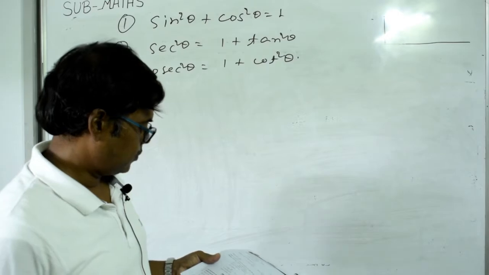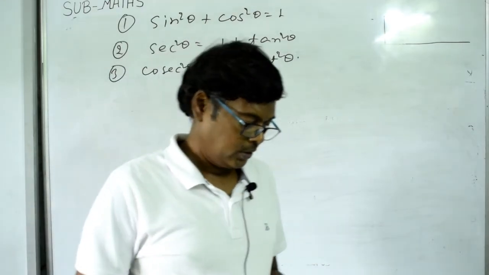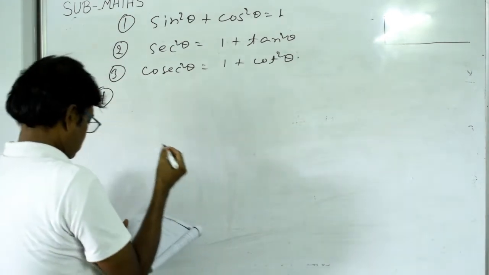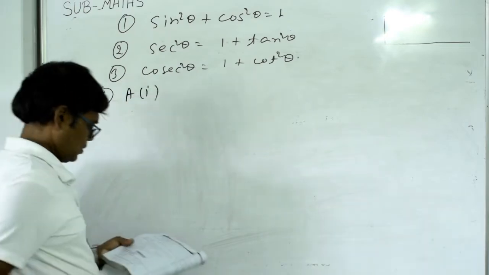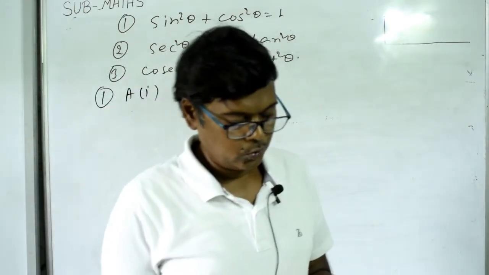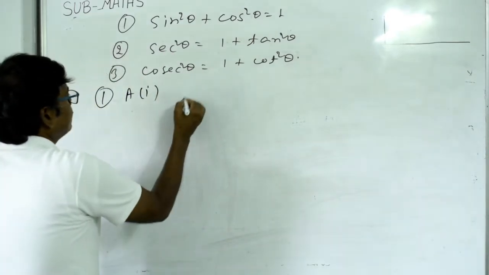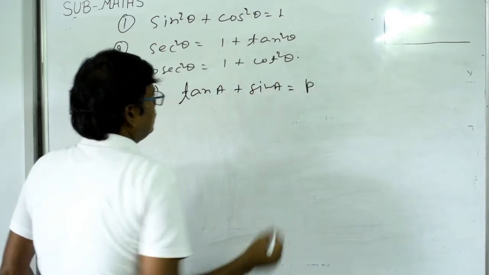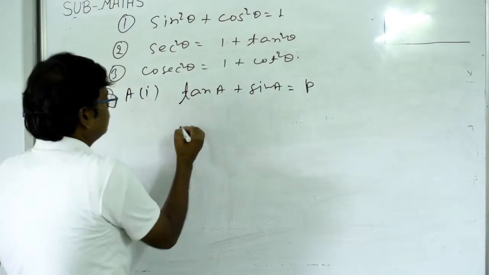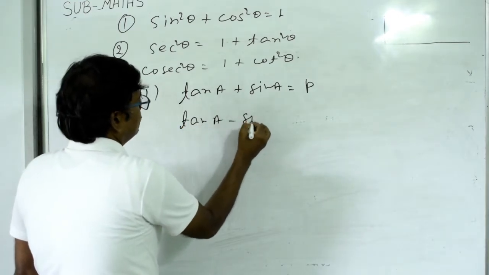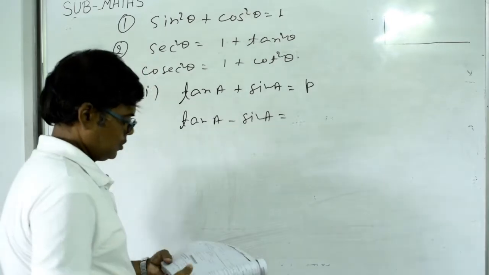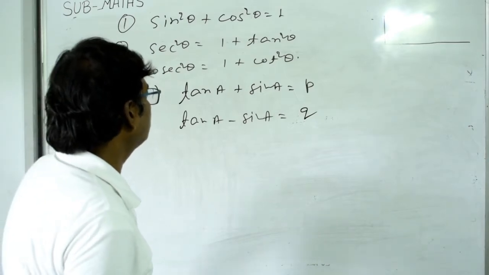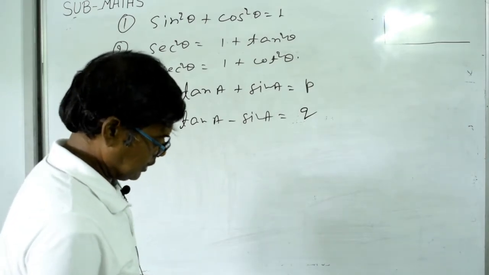In this, first I will solve the multiple choice question. So here the first question, number A1. In this you are given tan A plus sin A equal to P, and tan A minus sin A equal to Q. And here we have to find the correct option.